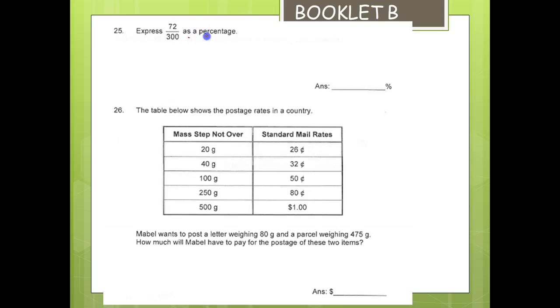25. Express as a percentage. To change to a percentage, I multiply by 100%. So it's 72 out of 300 times 100%. 72 divided by 3. Answer will be 24.